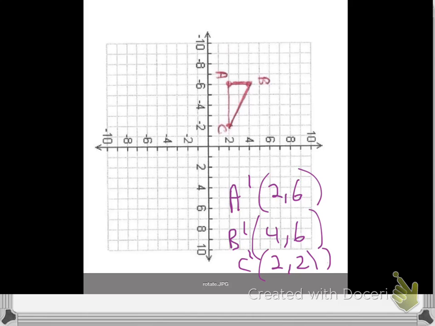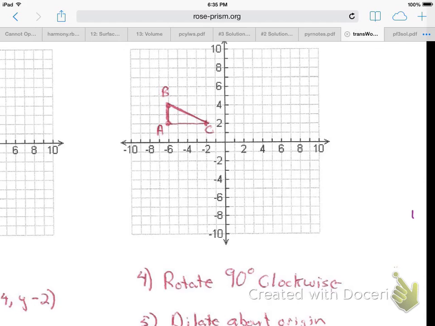Okay, so after we've written them down, we're going back to the picture we were in, and I wrote down A prime was 2, 6, that's over 2 and up 6. B prime was 4, 6. And C prime was 2, 2. And here we've done our rotation 90 degrees to the right.